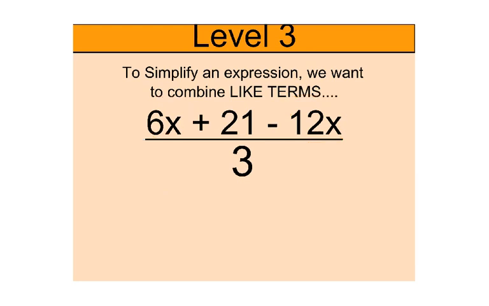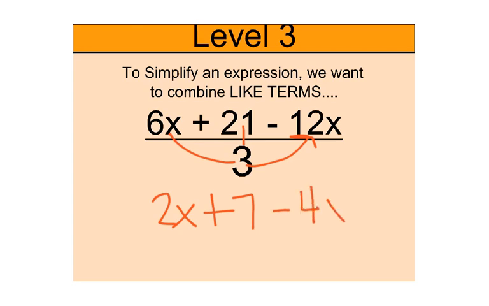We can combine the like terms first, but on this one we could actually combine the like terms last also. So I just want to show you what it would look like if you did that. Okay, let's divide into each one of these. So 3 into 6x is going to be 2x. 3 into 21 is going to be plus 7. And then 3 into negative 12x is going to be negative 4x.